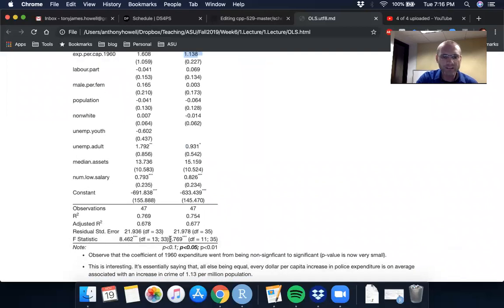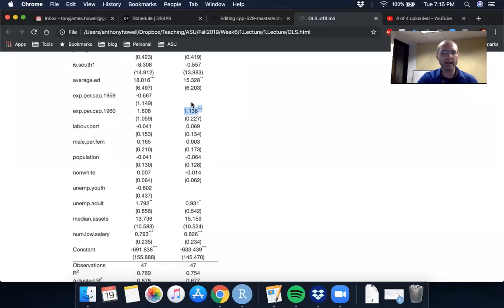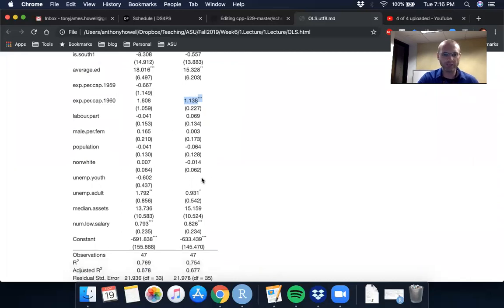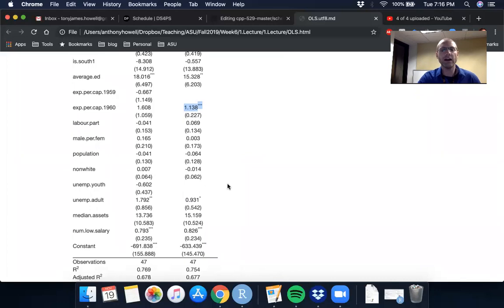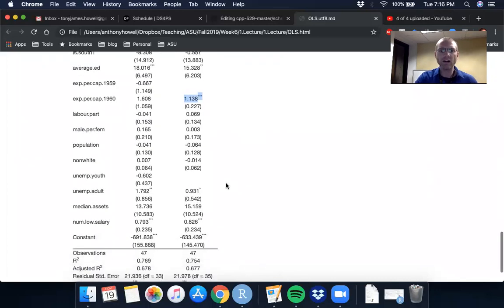And we can also see a slightly higher F statistic, showing that our overall model fit is better when we remove that expenditure per capita. And I've also removed unemployment youth here. That must have been some multicollinearity issues as well. Anyway, so you can play around.